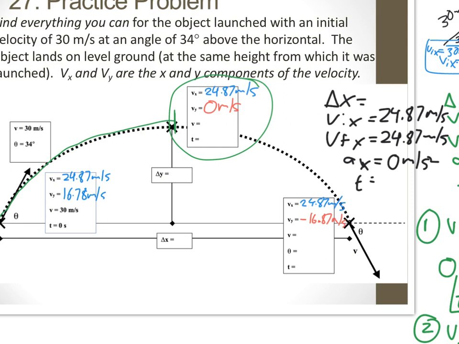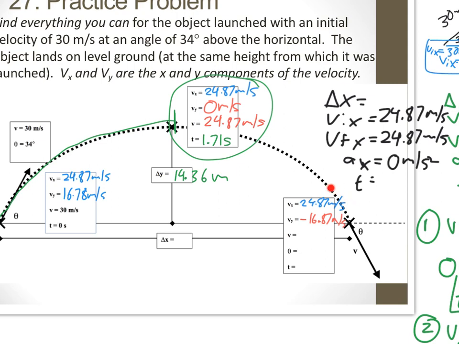So once again, I'm going to fill in some of the things I know. I know my time here at the peak is going to be 1.71 seconds. I just solved for my delta y. That's going to be 14.36 meters. I also can fill in this velocity here. That's just going to be the magnitude of my overall velocity. So because the only velocity I have is in the x direction and there is no y component, that means my overall velocity is just this 24.87 meters per second.